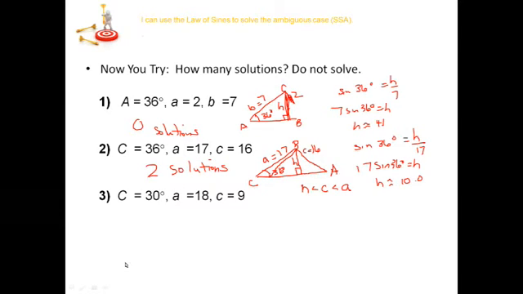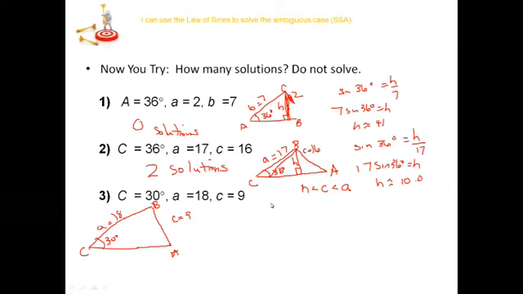Okay, let's look at our last one. Again, I'm going to draw the picture just the same. My angle over here, 30 degrees. That's my C. This side's A equals 18. So that should be a little bit longer maybe. And this side over here is going to be 9. So I'm just going to drop this side down. C equals 9. And that would make this A over here, and this is B up here.